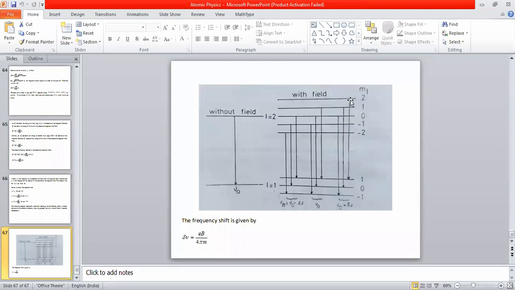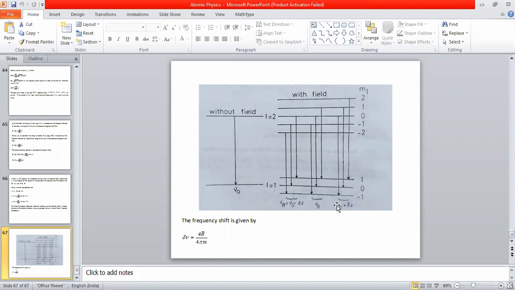There is one more transition, 2 to 1. Here 2 is there and here 1 is there, so 2 minus 1 is again +1. So these three transitions correspond to delta ml is equal to +1. Whenever delta ml is equal to +1, the frequency of this particular spectral line is the original frequency plus extra. That extra is nothing but the Zeeman shift or frequency shift, EB divided by 4 pi m.